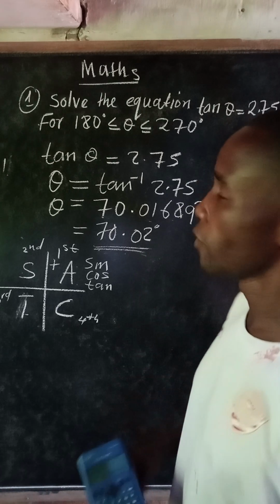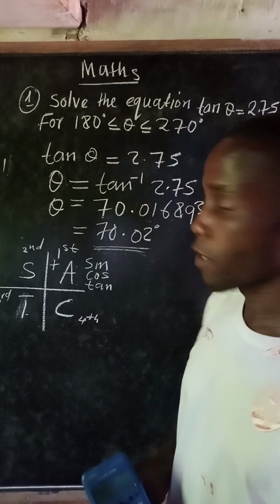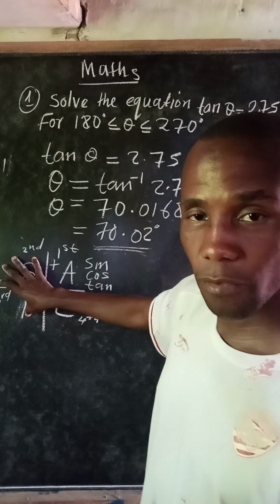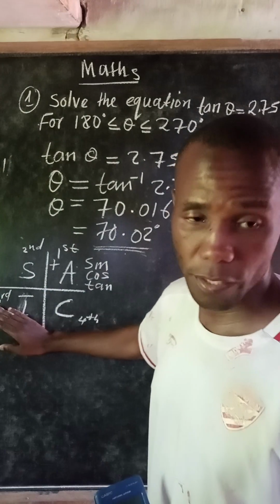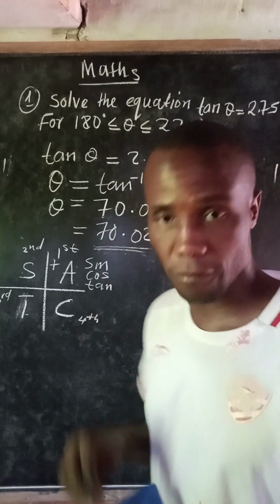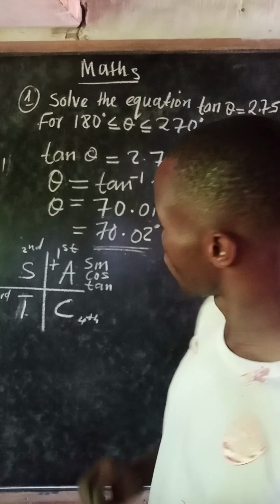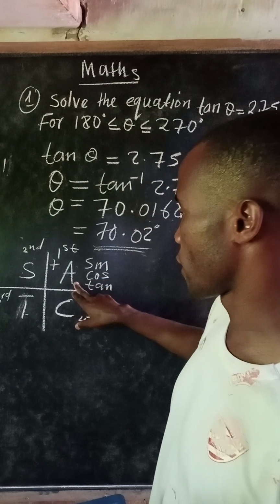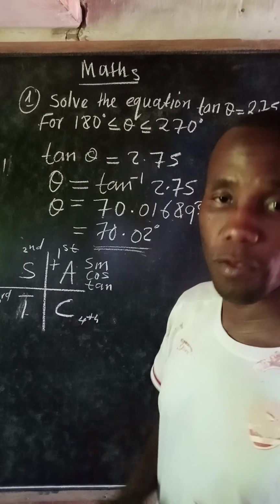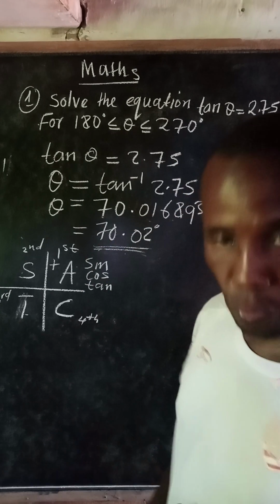Then we get back to the range that we are given. The range that we are given is from 180 up to 270. It means we are just looking at the second quadrant and the third quadrant. Therefore, this reference angle that you have found is not going to be part of the solution because this one is found in the first quadrant, and looking at the range that we are given, it is from second up to fourth quadrant. So we are going to disregard this as part of the solution.